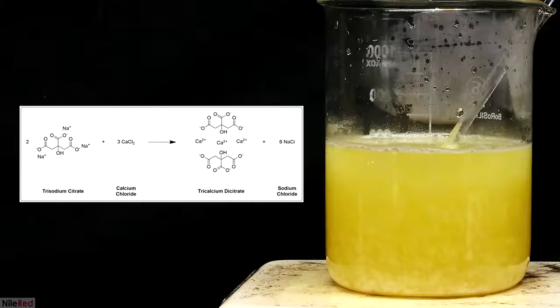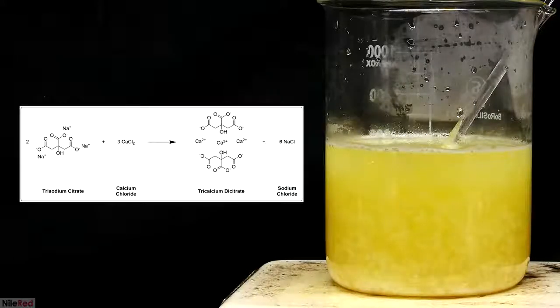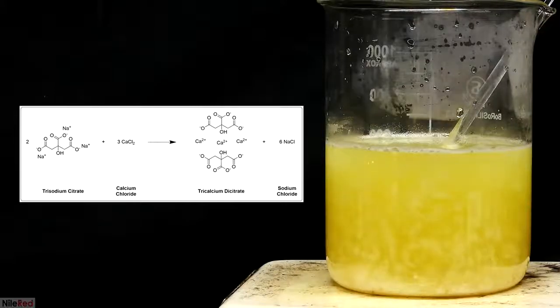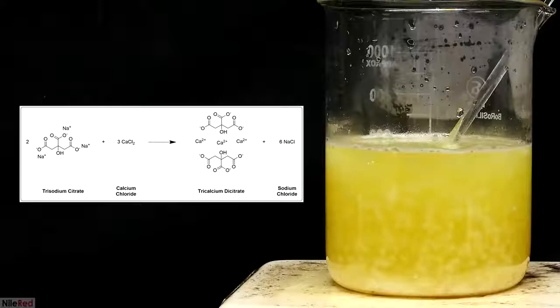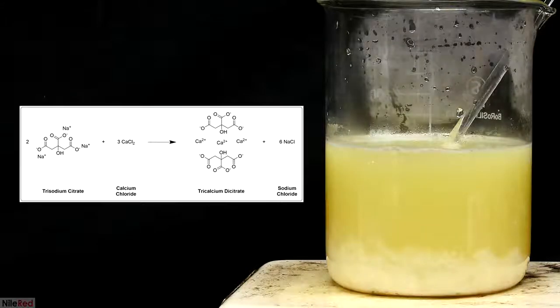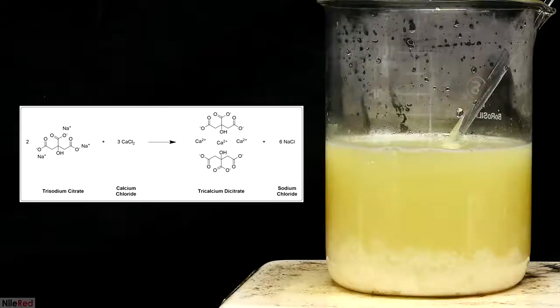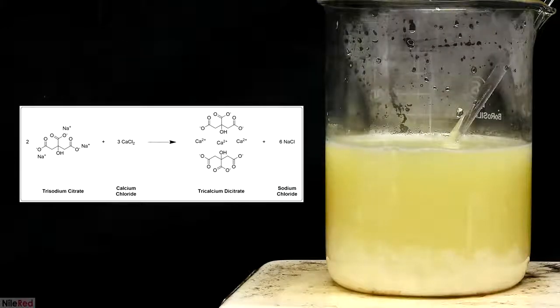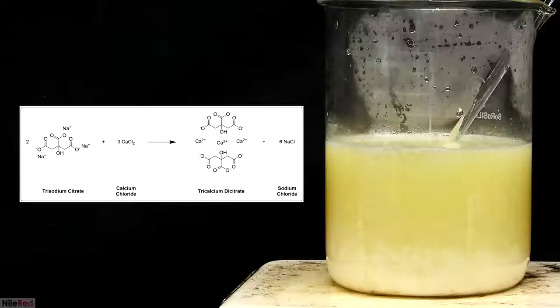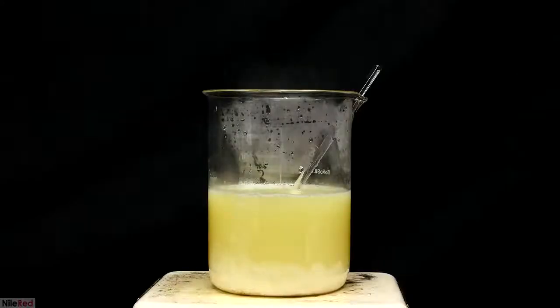The reaction here is a double displacement where the calcium chloride reacts with the trisodium citrate to form tricalcium dicitrate and sodium chloride. This time we have a dicitrate because we need to balance the 2+ charge of calcium. Sodium chloride is very soluble in water, but the tricalcium dicitrate isn't, so it precipitates out. To make things easier, I'm going to refer to the tricalcium dicitrate as just calcium citrate for the rest of the video. As it got closer to the boiling point, a lot of precipitate appeared quite quickly.